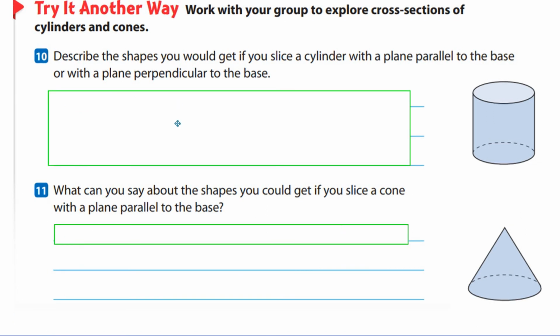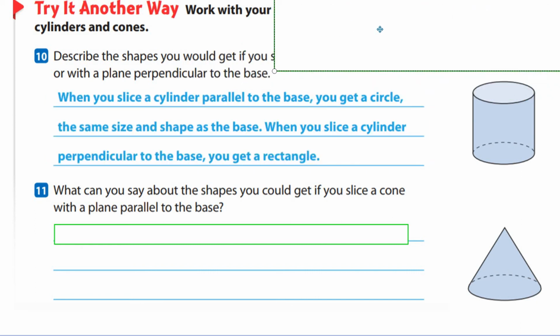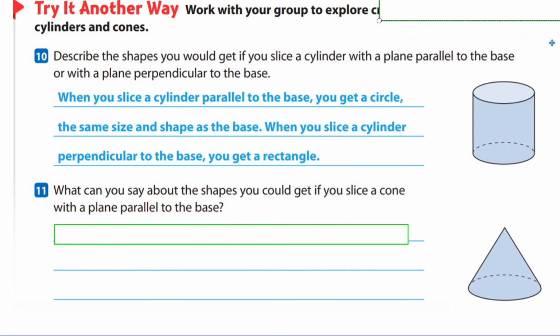Again, question 10. Describe the shapes you would get if you slice a cylinder with a plane parallel to the base or with a plane perpendicular to the base. When you slice a cylinder parallel to the base, you get a circle. Can you guys see that? There's the circle. And you slice it parallel. The same size and shape as the base. When you slice a cylinder perpendicular to the base, you get a rectangle. When you slice it this way, you get a rectangle when nothing opens up. It is a rectangle. If you're not sure, come see me and I will show you.